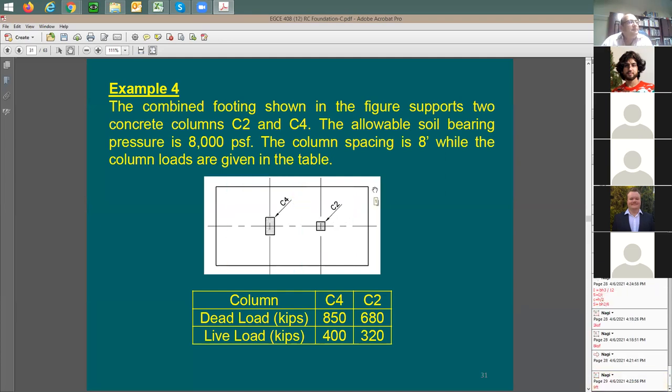So in this case, we have two columns. We have C2 and C4. And you see this column here looks smaller than this column. That's why also the load in column C4 is larger than that of C2. Look at the dead load and live load. 850 versus 680, right? So C2 carries less load. 400, 320. It says here the spacing between the two columns is 8 feet, meaning from here to here, this distance is 8 feet.